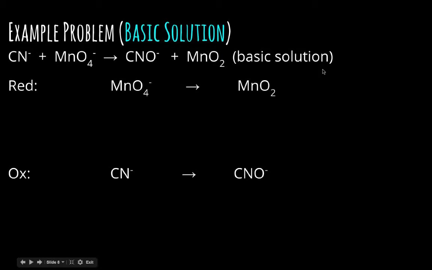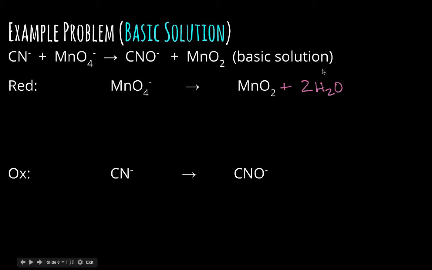Okay, so here's an example of a basic solution. So I've already split this up into the reduction and oxidation. So I'm going to start up at the top. I'm going to balance things other than hydrogen and oxygen. So the Mns are both balanced, so I don't need to do anything there. Then I'm going to balance my oxygens by adding water. So I have 4 oxygens on the left, so that means I need to add 2 waters on the right.